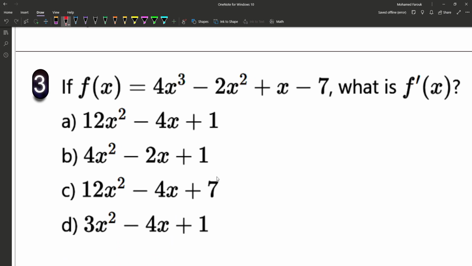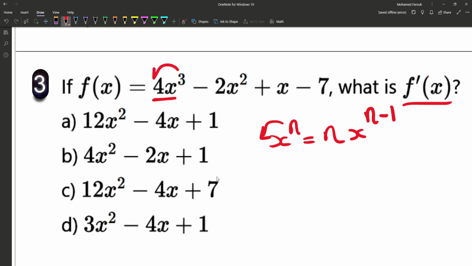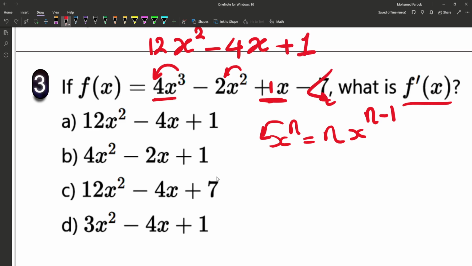Next one, we have a polynomial and we need to get the derivative. It's the same. We'll get the derivative of each one of them. To solve this one, we will use the power rule. If you have x power n and you need to get the derivative, you will multiply by the power, so it will be n, and then subtract 1, n minus 1. We will do the same here. We will multiply 3 by 4, so it will be 12, and then subtract 1 from 3, it will be 2. The same here. 2 times 2 is 4, so it will be negative 4, and then subtract 1 from 2, it will be 1, and then the derivative of x, we agree that it will be the coefficient of x, which is 1, and the derivative of negative 7 will be 0. So the answer will be 12x squared minus 4x plus 1.